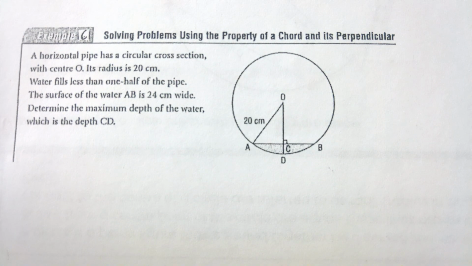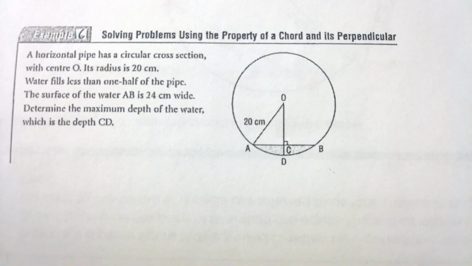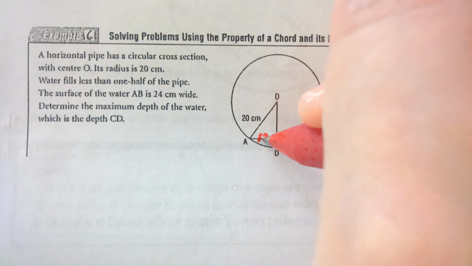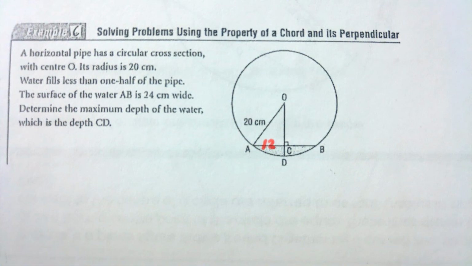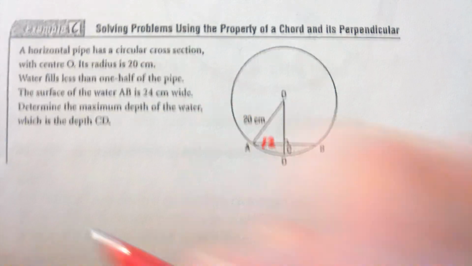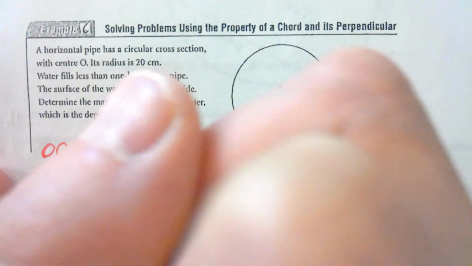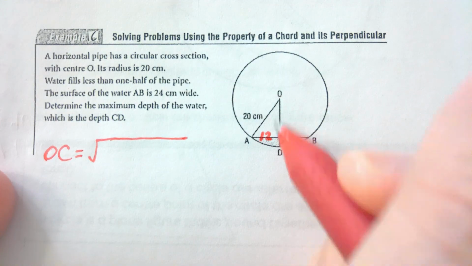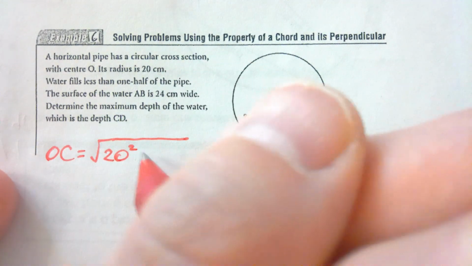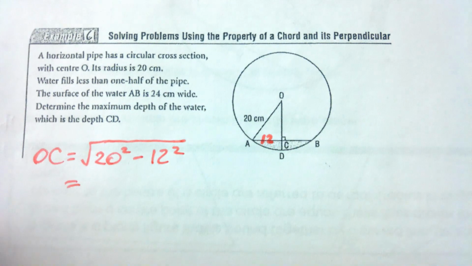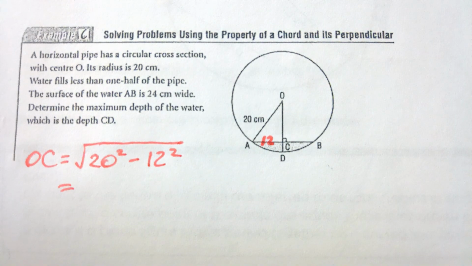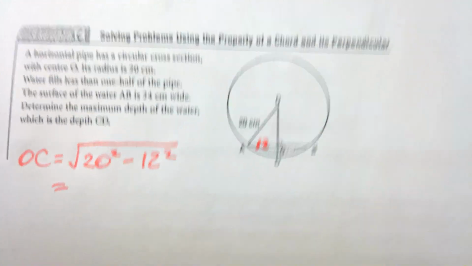Okay. Do I know how long AC is? How long is AC? 12. 12, yeah. Good. So I know this is 12. Okay. OC. Yeah, and then I can do Pythagorean theorem to find OC. So this is 20, this is 12. I can find OC. So 400, take away 144, square root that, I get 16. Wow, I get 16.